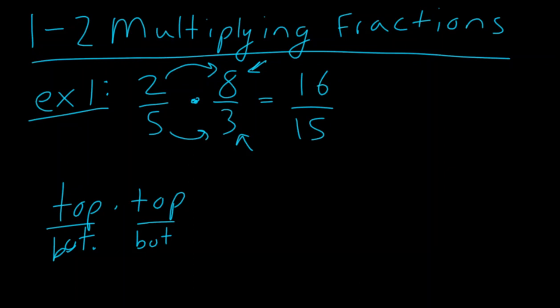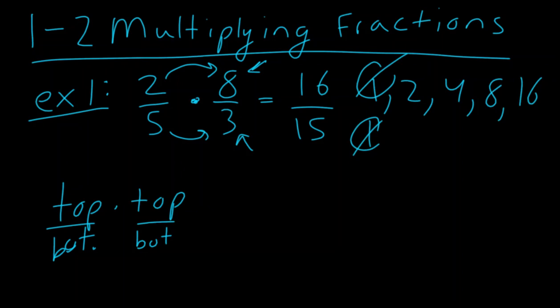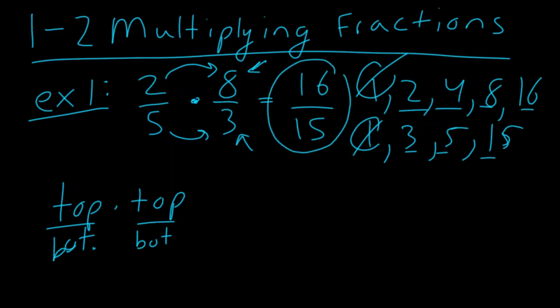Now, the next question you ask after you multiply these is, can I reduce it? And all you're saying is, hey, do these have any common factors? So for example, 16 can be divided by 1, 2, 4, 8, and 16. And we never worry about 1, because every single number will always have the factor of 1. 15 can be divided by 3, 5, and 15. Well, you'll notice there are no factors in common, so we say that that is in fact reduced. It is the simplest that we can make that fraction.